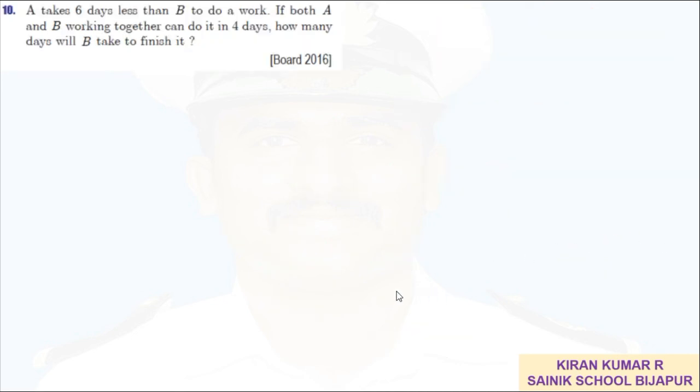Now I shall give some more questions for you to solve. Question 10. A takes 6 days less than B to do the work. If both A and B together finish the work in 4 days, how many days will B take to finish the work? Here you need to form the equation. Let me give the answer. B will take 12 days to finish. Hope you will try this.